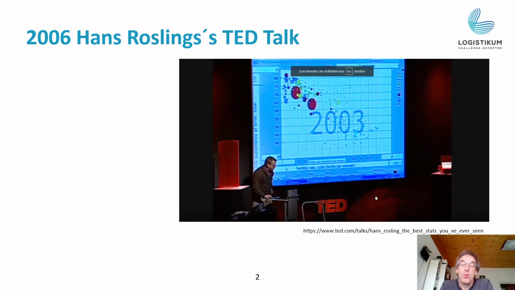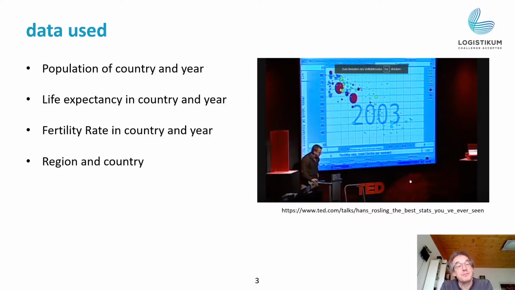Let's talk about what kind of data he used in his visualization. He used the population of the country and year to create the size of the bubbles. He used the life expectancy in a country and year and put it on the y-axis. He put the fertility rate of the countries on the x-axis, and he also used the region to color the bubbles.